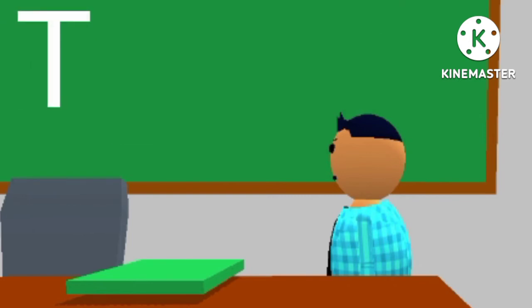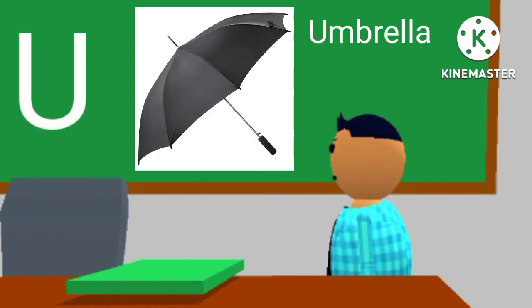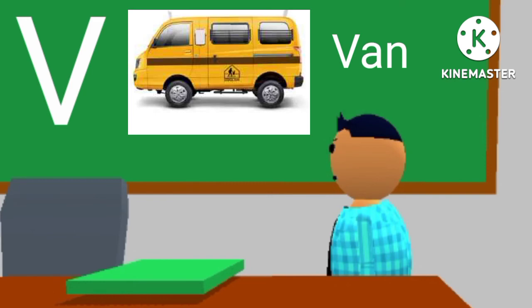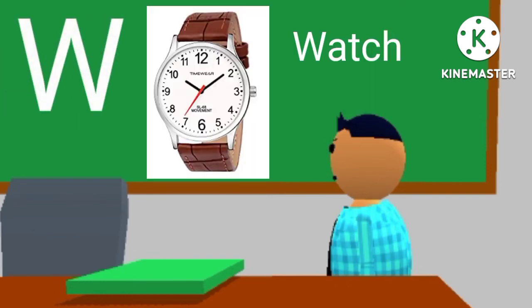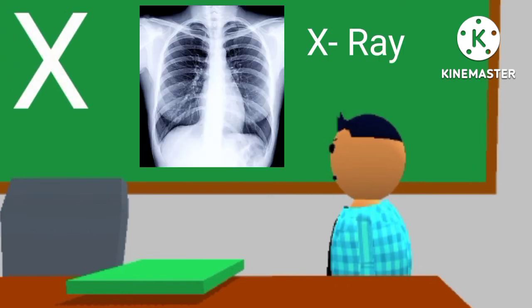T for tiger. U for umbrella. V for van. W for watch. X for x-ray.